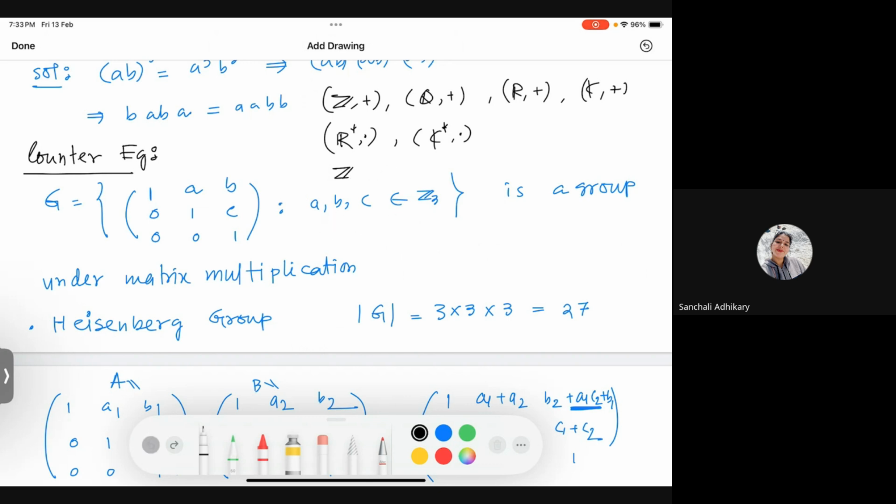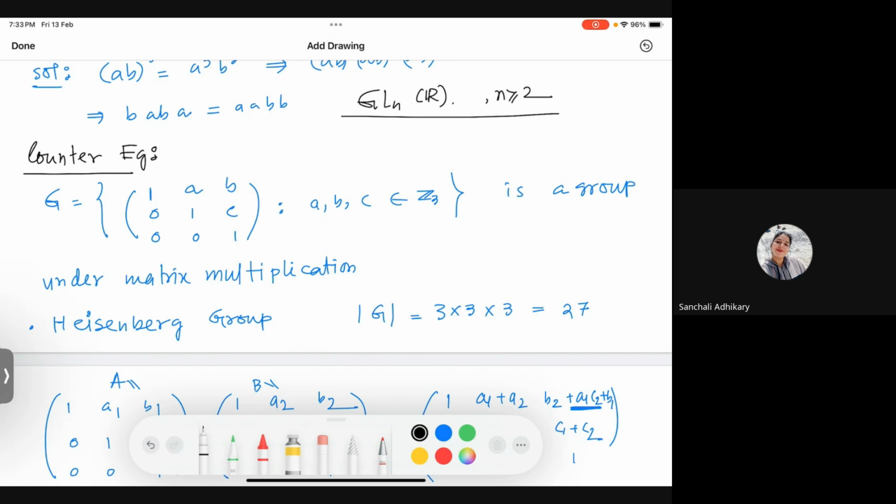In the last lecture we learned the first non-abelian group. What is the first non-abelian group we have learned? GL_n(R), right? GL_n(R) if n is greater than or equal to 2, with respect to matrix multiplication. This is a group which is not abelian.